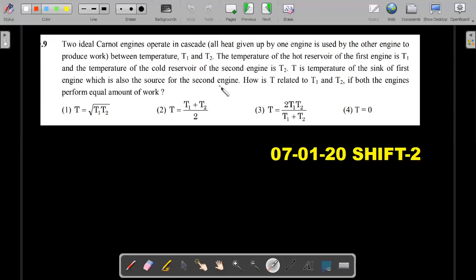By now you should get an idea of what the picture is. How is T related to T1 and T2? Last important line: if both engines perform an equal amount of work. Want to give it a try? Pause and then go ahead. Okay, so here's the solution.